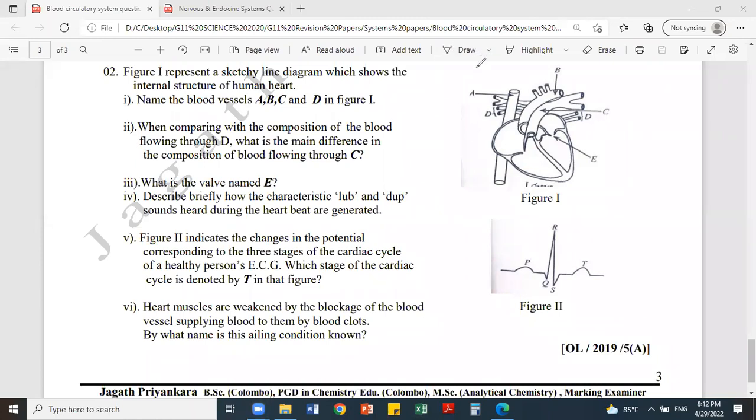Capital A, superior vena cava. Then B will be aorta, and C will be pulmonary artery.